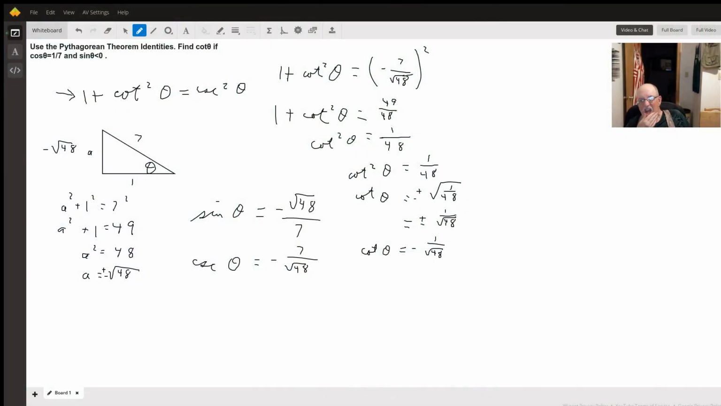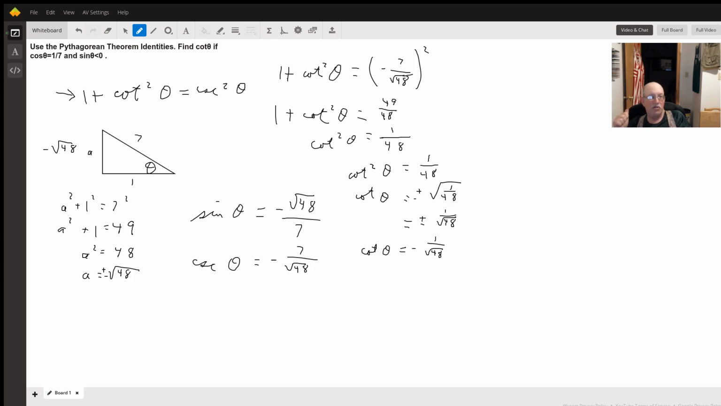Hello. So they want us to use the Pythagorean Theorem Identities to find the cotangent of theta if we know the cosine of theta is 1 over 7 and the sine of theta is less than 0, or negative. So we're going to use the Pythagorean identity, 1 plus cotangent squared of theta equals cosecant squared of theta.